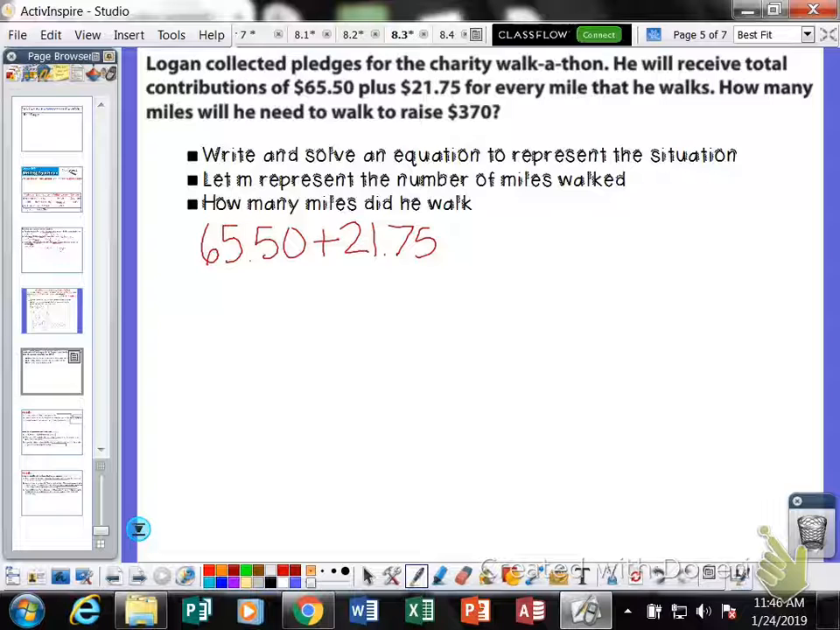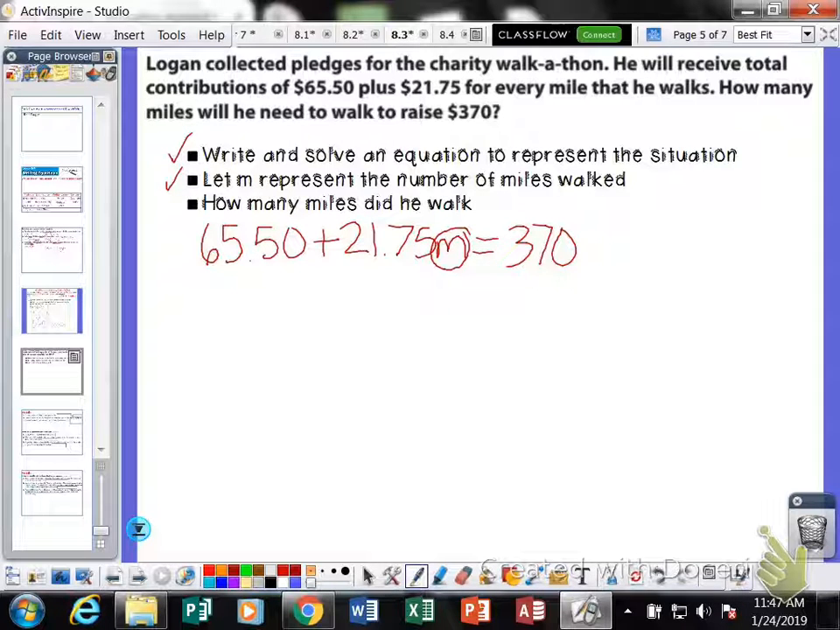And to represent our miles, we're going to put an M here because he's getting $21.75 for every mile that he walks. And this is going to equal our total of 370. Okay, so that would be our equation. We let M represent the number of miles walked right here. And now how many miles did he walk? So all we have left to do here is to solve.